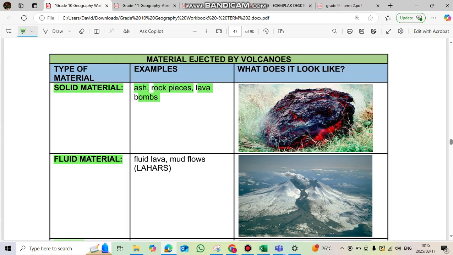Then, in fluid material, we get a fluid lava. So in other words, it runs down the sides of the volcano, almost like this fire river. In addition to that, volcanic eruptions could also cause mud flows, like we see in the example here to our right. And these mud flows are known as lahars.